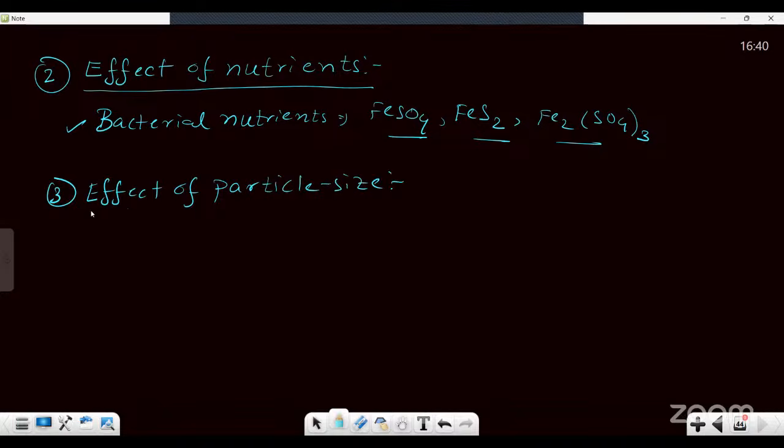So when I'm talking about the effect of particle size, what it means is that this bacteria concentrate at the solid surface that is in contact with the solution. Suppose this is the solid surface, but out of this surface, only the lower part is in contact with the solution. So the bacteria will form the colonies only at the lower part, which is in contact with the solution. So bacteria concentrate at the solid surface that is in contact with the solution and they build up colonies.